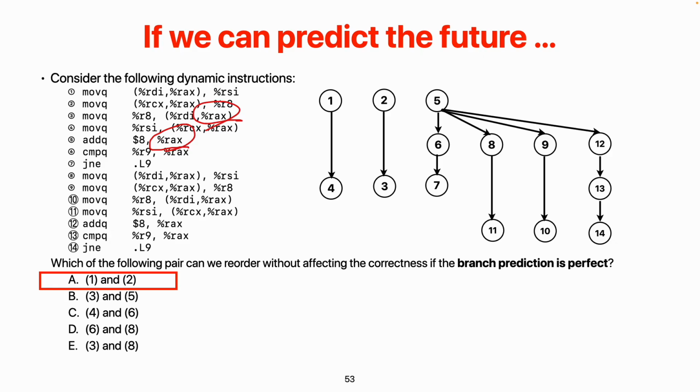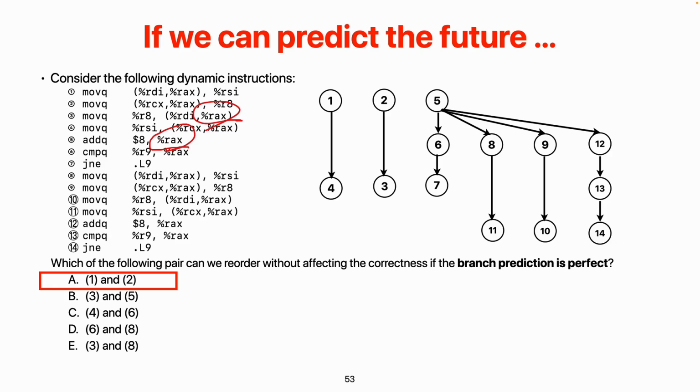How about 6 and 8? 6 and 8, they are in parallel. Can we reorder them? The answer is yes, if the branch prediction is perfect. So 6 and 8 is also a viable answer.